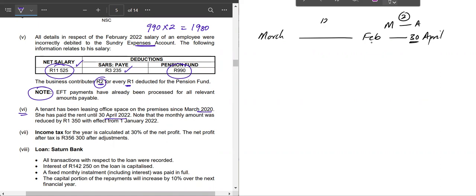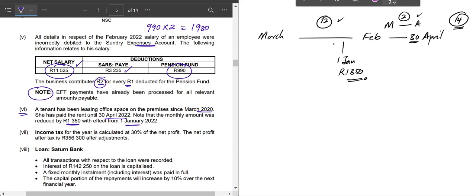The financial year is for 12 months. So 12 plus the 2, that means we have received rent for 14 months. Very important. We have received rent for 14 months. We are told that rent was reduced by 1,350 from the 1st of January. Okay, that simply means when I come here from the 1st of January, rent was decreased by 1,350.